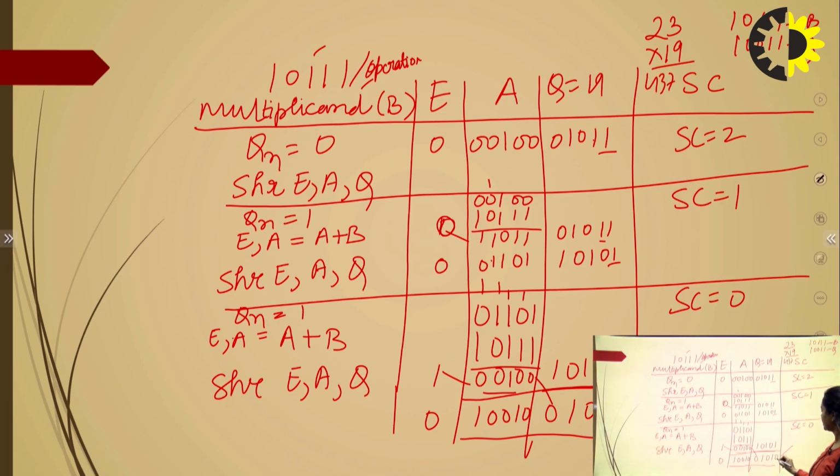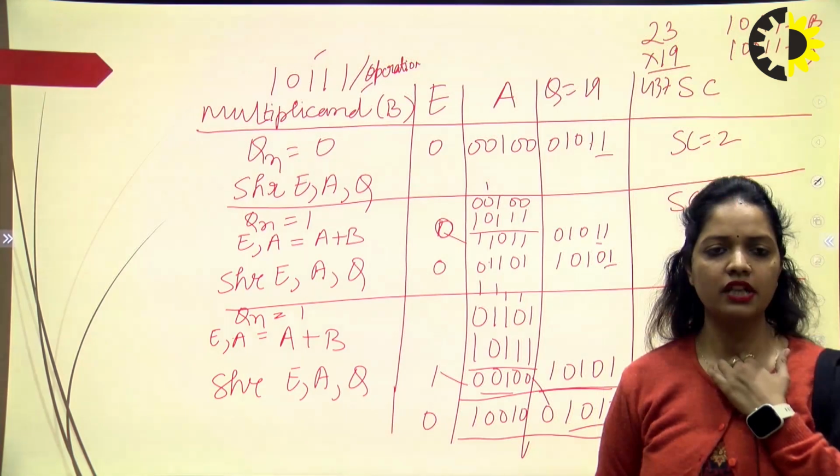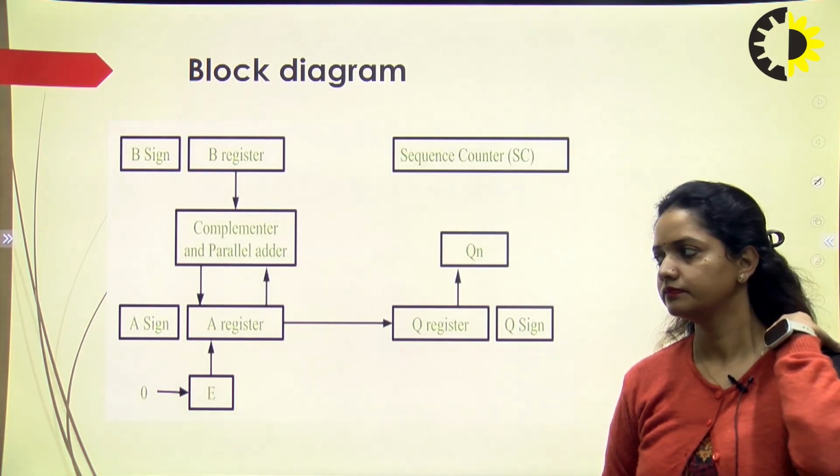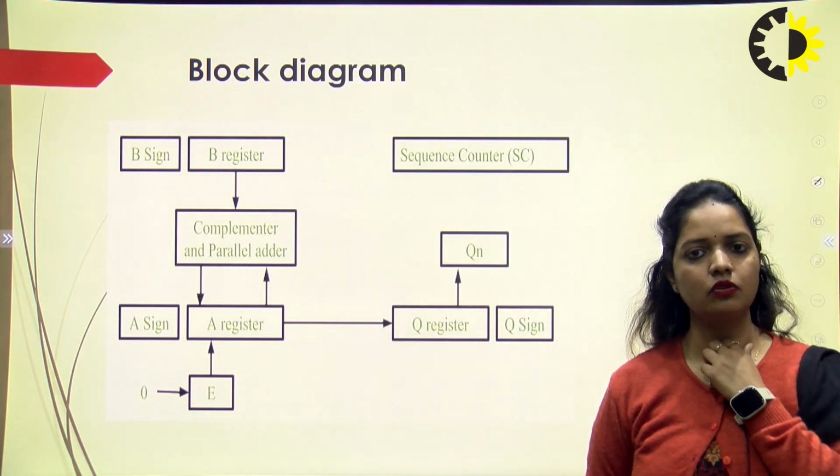Okay, so whenever you are performing this algorithm, whatever result is coming in your sequence counter 0 at the end will be the binary equivalent of the number which is being multiplied. So A and Q is holding the end result. Okay, this is all about this algorithm. Now next, this is the block diagram of this algorithm. So thank you so much.